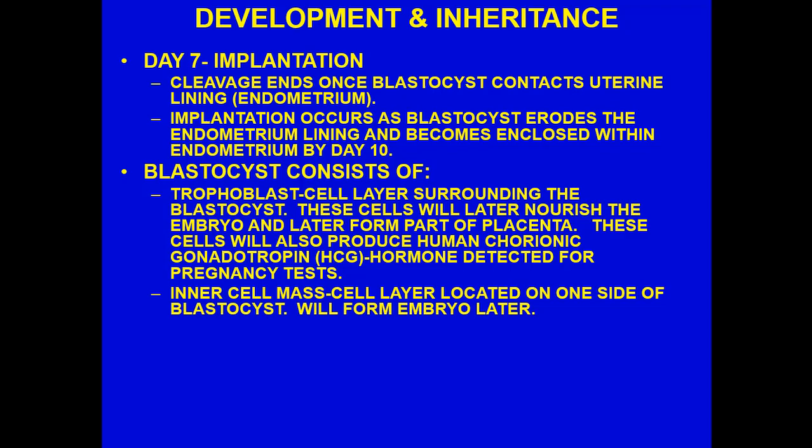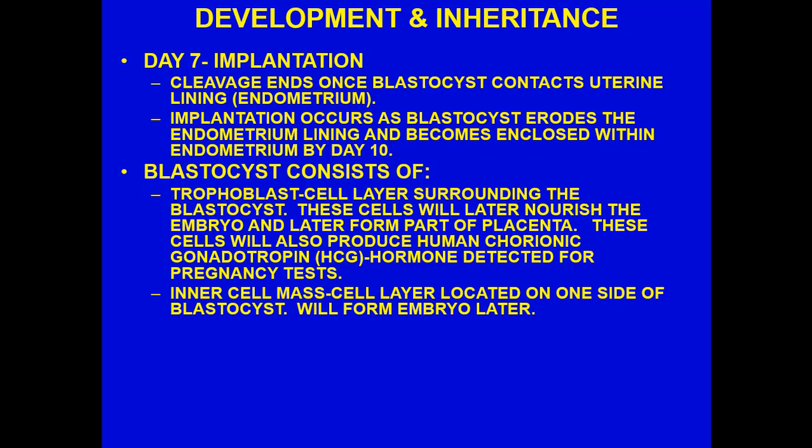The blastocyst will consist of the trophoblast, which is a cell layer surrounding the blastocyst. These cells will later nourish the embryo and later form part of the placenta. These cells will also produce human chorionic gonadotropin, HCG. That's a really critical hormone that you need to know. Hint, hint. This is the hormone that is detected for pregnancy tests.